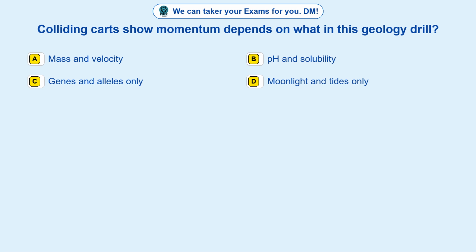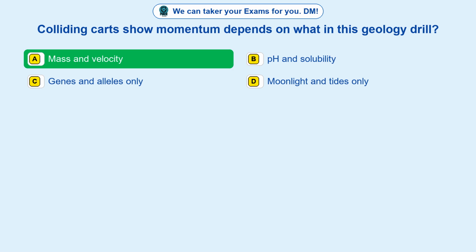Question 62. Colliding carts show momentum depends on what in this geology drill? Option A, mass and velocity. Option B, pH and solubility. Option C, genes and alleles only. Option D, moonlight and tides only. The correct answer is option A.